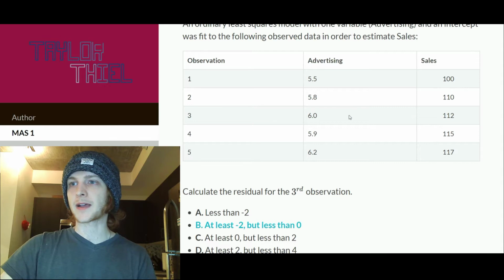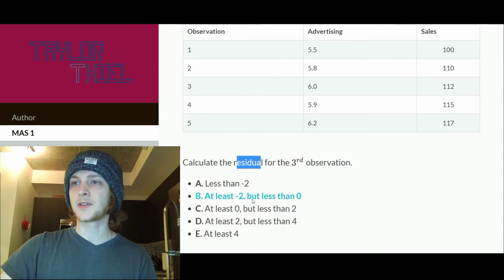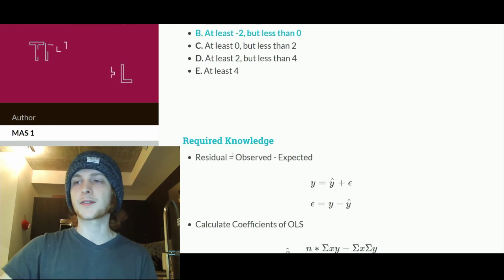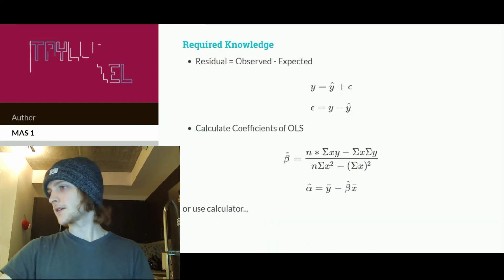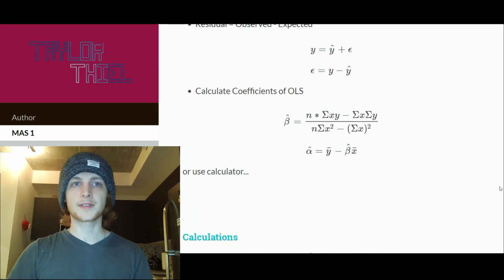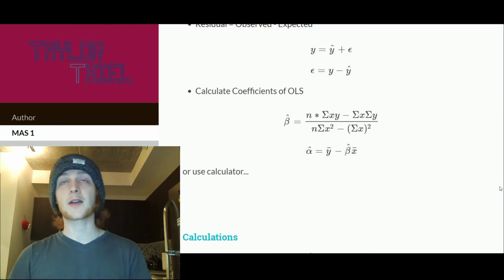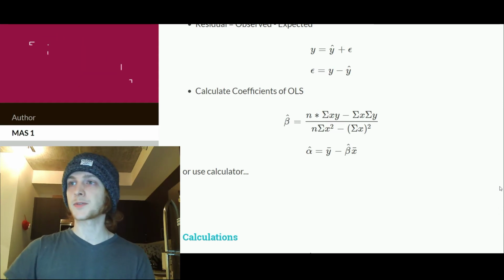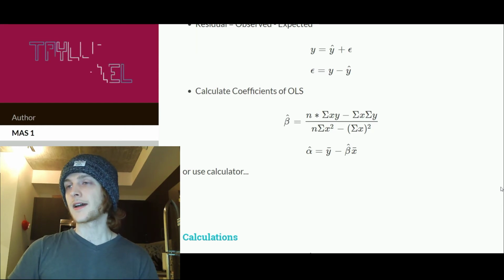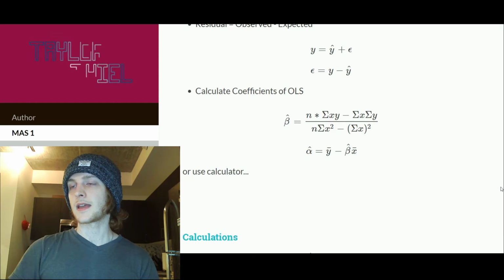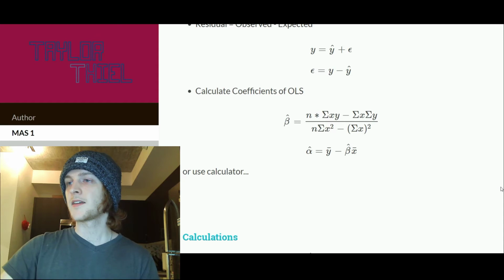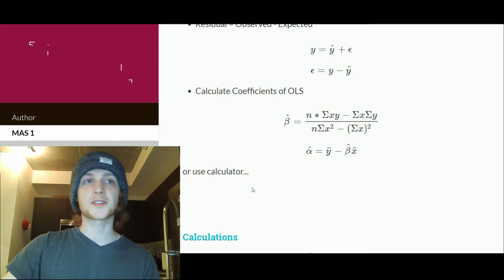So if we scroll back up to the problem, we need to calculate the residual, and the answers include both positive and negative answers. So you've got to make sure you get the direction correct here. Next, we need to calculate our coefficients in order to calculate our predictions to then calculate the residuals. If you want to do this by hand, I have these equations written out here. And maybe we could derive that in a future video if enough people are interested. But for this problem, I figured we'd just use the calculator.